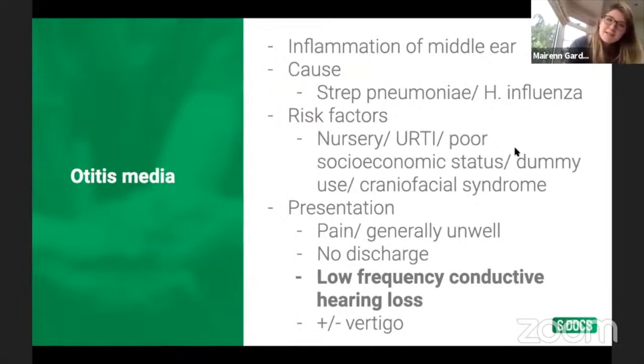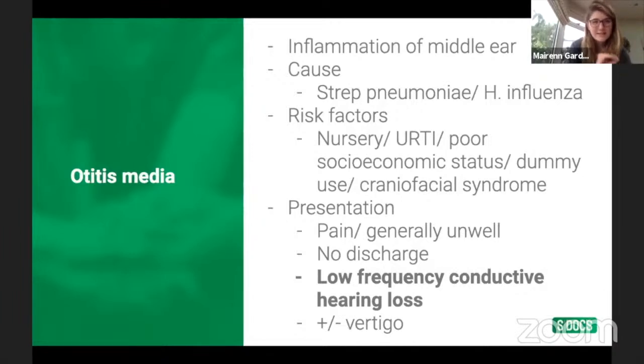Then going on to otitis media. This is inflammation of the middle ear. It's most common after an upper respiratory tract infection in young children, and therefore the cause tends to be either Streptococcus pneumoniae or Haemophilus influenzae. Risk factors for this include nursery, upper respiratory tract infection, like I've just said, poor socioeconomic status, if they use a dummy, and craniofacial syndromes, so Down syndrome or Turner's.